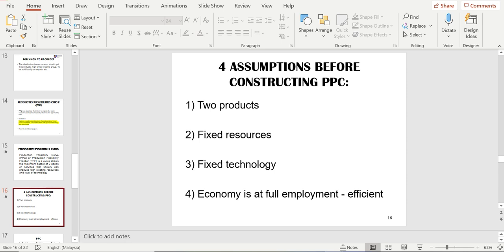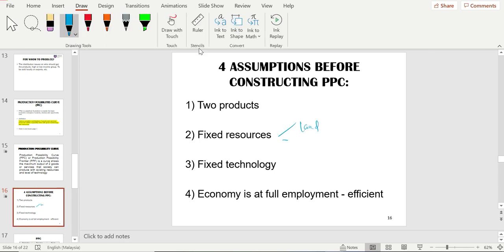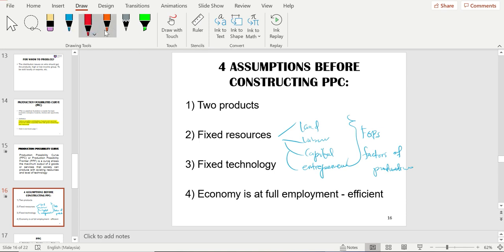Okay, and the second assumption is we assume that the resources, which is the land, labor, capital, okay, and entrepreneur. Okay, we have four resources, ataupun nama lain dia dalam ekonomi kita panggil ni adalah FOPs, factors of production. Okay, so we assume these four resources yang ada dalam setiap negara ni adalah fix, dia tidak berubah nilai dia, which is very unlikely lah.